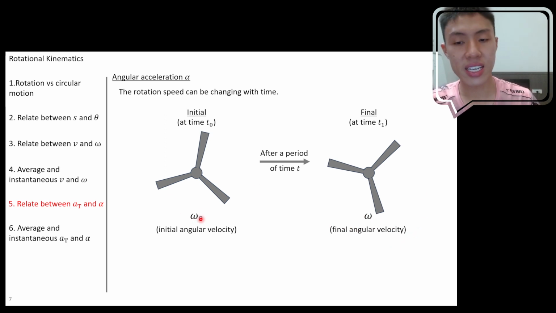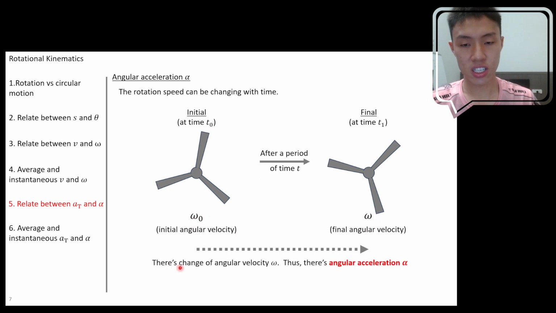Because there's an increase from omega naught to omega, you know that there's a change in angular velocity. Because there's a change of angular velocity, you know that there's angular acceleration. Just like in chapter 2, you learned that there's a change in velocity, therefore you have acceleration. But here you have a change of angular velocity, that's why you have angular acceleration. Again, the symbol is alpha.